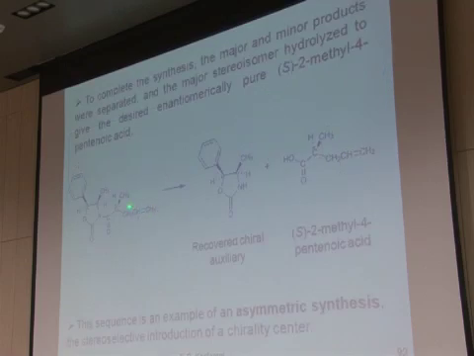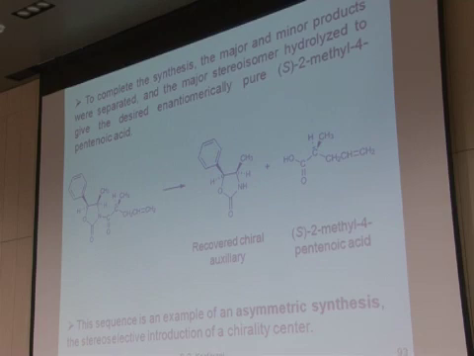And then you can recover your chiral auxiliary by just having a hydrolysis reaction. You're back to the chiral auxiliary, and here you have synthesized an enantiomer of 2-methyl-4-pentenoic acid, so you're getting only one enantiomer. So the use of this chiral auxiliary has led to the synthesis of one enantiomer rather than a racemic mixture or a mixture of enantiomers. So the end result, this is an example of what's called an asymmetric synthesis, and you can get a stereoselective introduction of a chirality center.